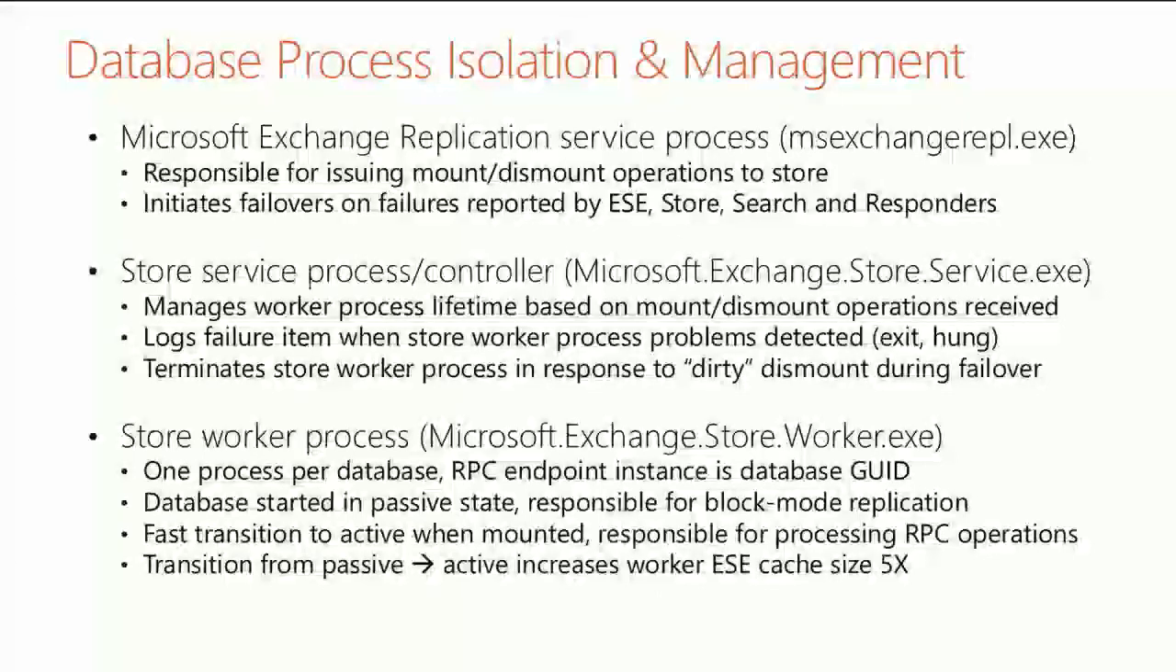I mentioned earlier how the replication process with the Active Manager works together with the store service and the store worker. Again, the replication process is responsible for issuing mount and dismount operations, but it's also receiving a channel of information, what we call failure items, from each of the processes involved with storage. So we have the ESE layer underneath store that can detect bad disks, and it can emit failure items indicating that there are bad disks.